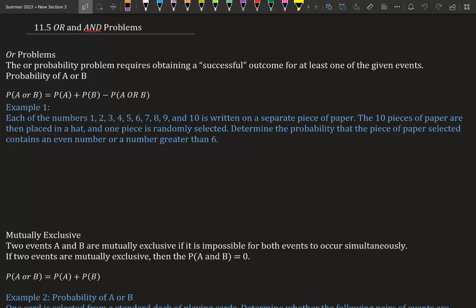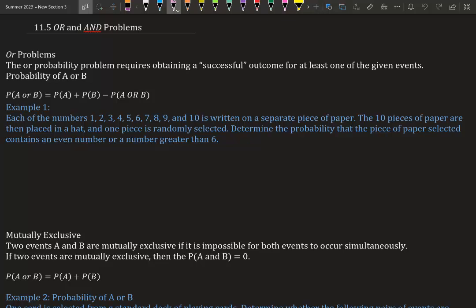Or problems. The or probability problem requires obtaining a successful outcome for at least one of the given events. The probability of A or B equals P of A plus P of B minus P of A and B. All right, example 1: each of the numbers 1, 2, 3, 4, 5, 6, 7, 8, 9, and 10 is written on a separate piece of paper. The 10 pieces of paper are then placed in a hat, and one piece is randomly selected. Determine the probability that the piece of paper selected contains an even number or a number greater than 6.